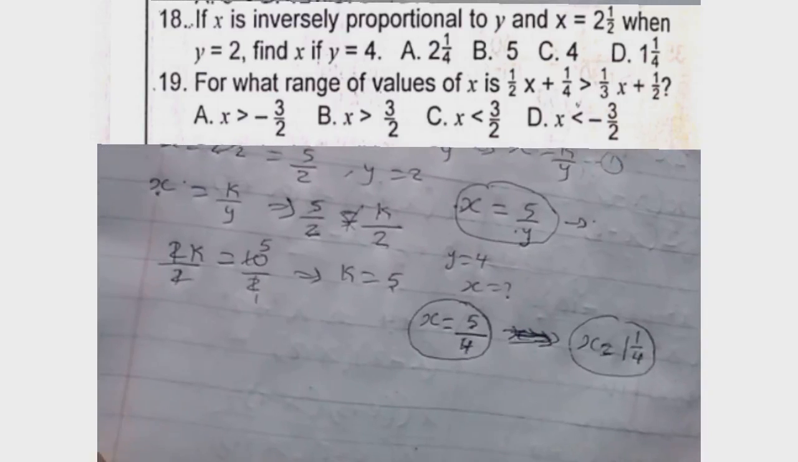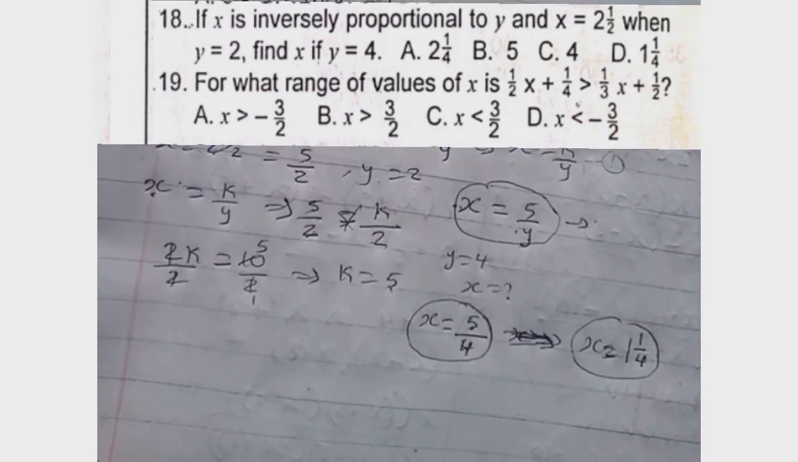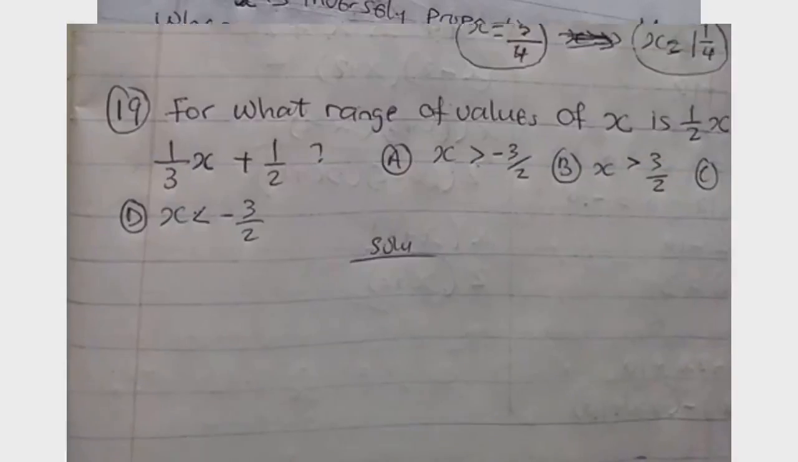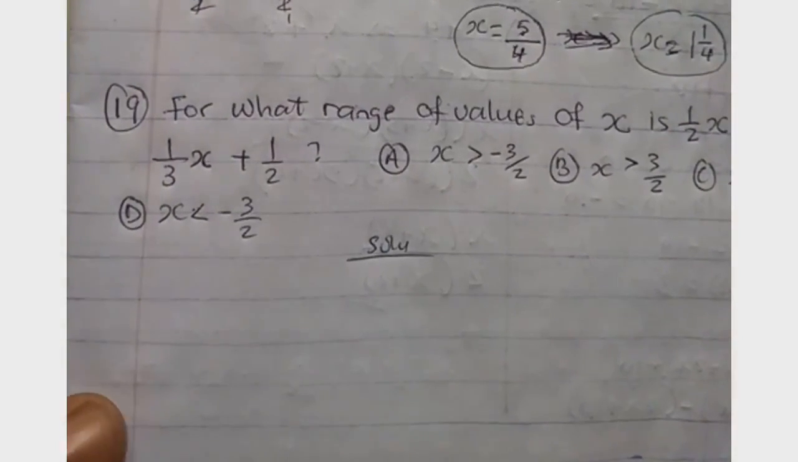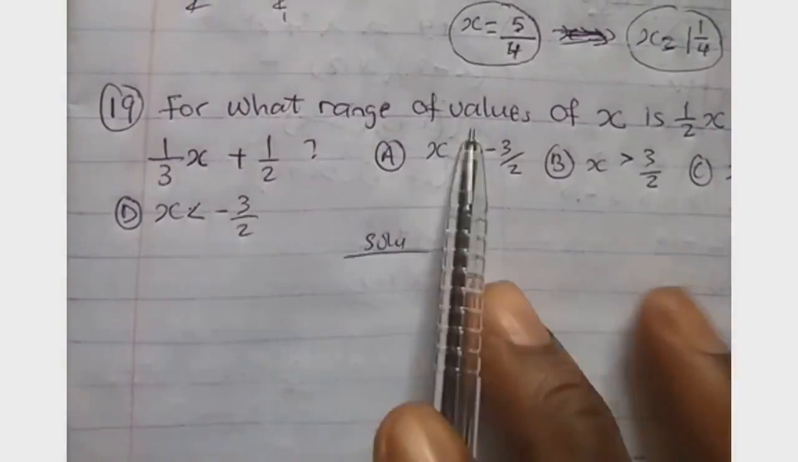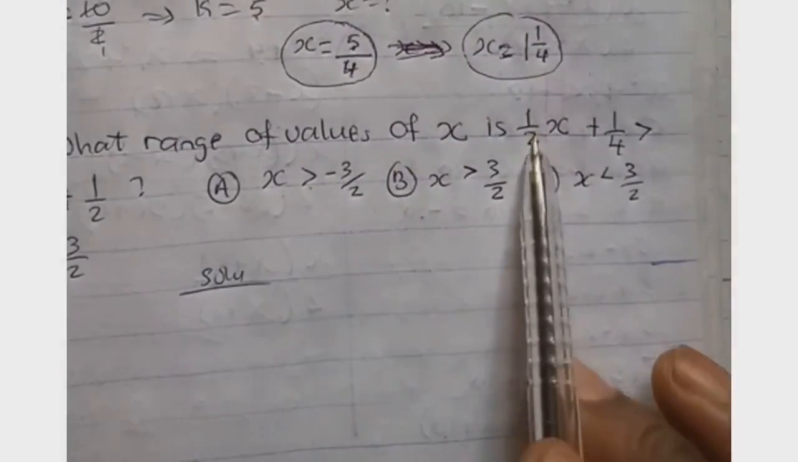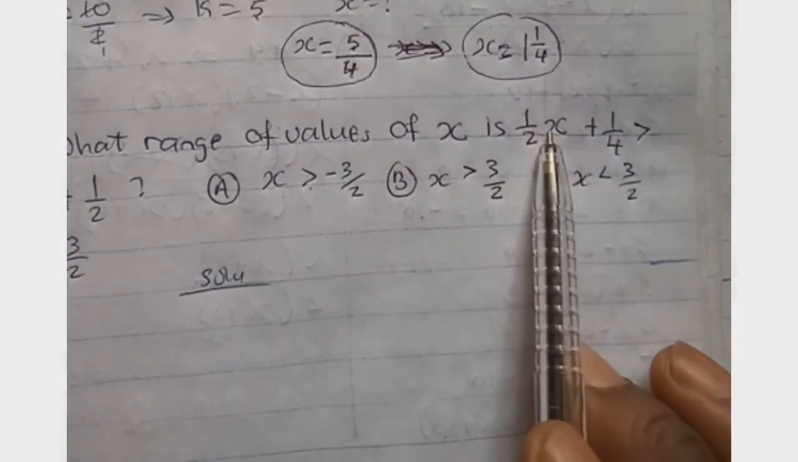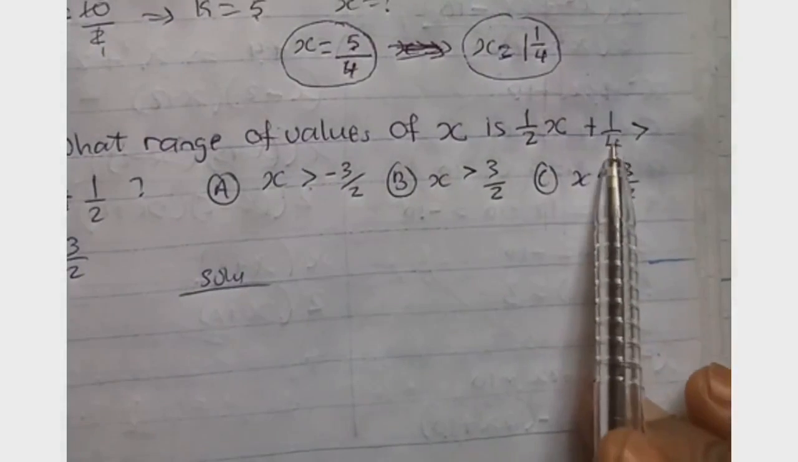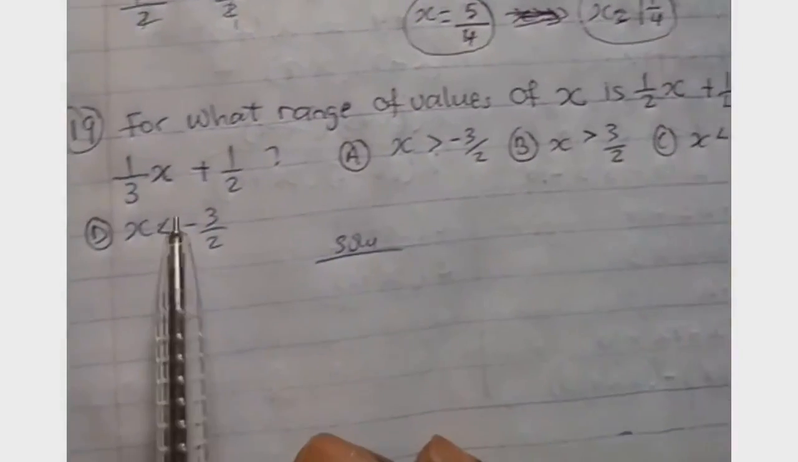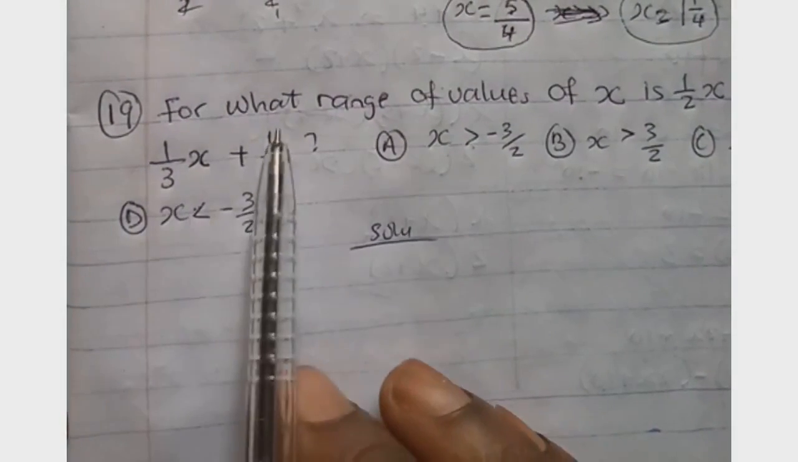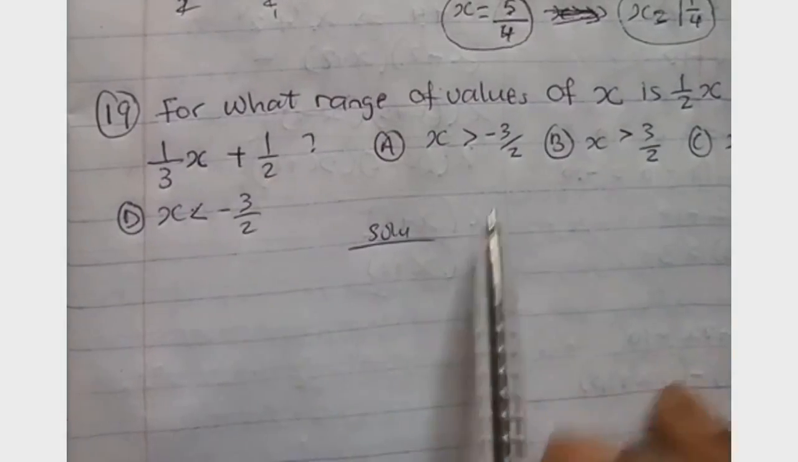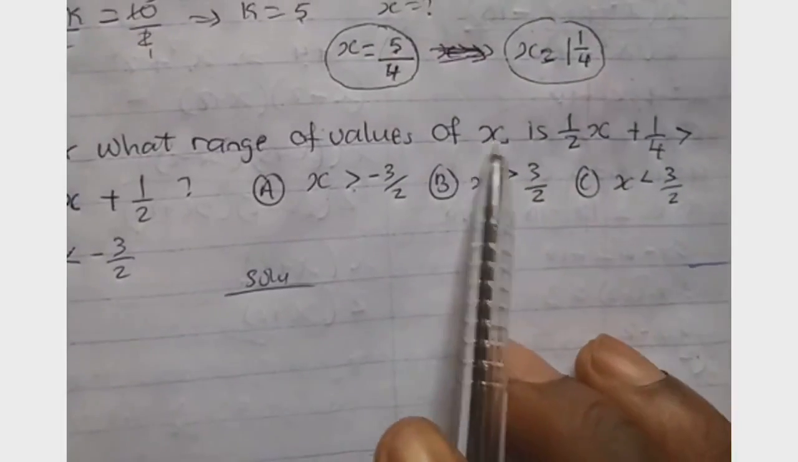Okay, let's move to question 19 of today's class. Okay guys, so welcome to question 19 of today's mathematics class. In this question 19 we have: for what range of values of s is 1 over 2 multiplied by s plus 1 over 4 greater than 1 over 3 s plus 1 over 2? So we want to find the range of s for this question.